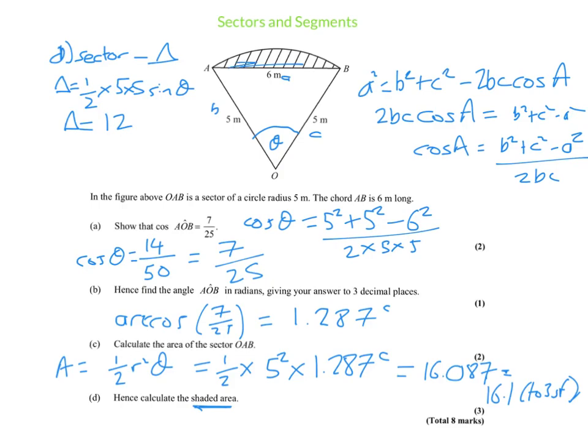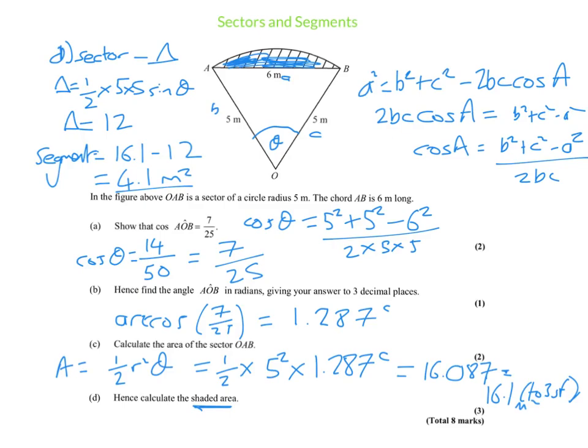So this is the segment. Remember, the segment is going to be the sector minus the triangle. So the segment is going to equal our answer from before, 16.1 minus 12, which is going to equal 4.1 meters squared. I should really have put meters squared here as well. Okay, there we go. Let's hope we're happy with that.